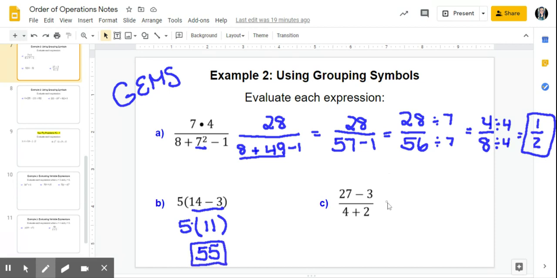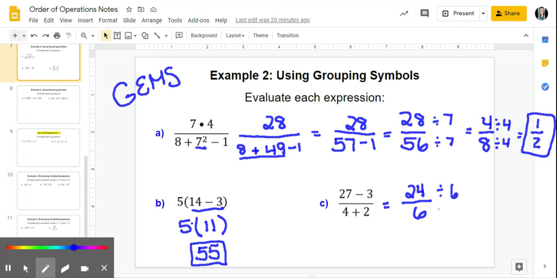Okay, problem C. Again, I have a fraction. That's a grouping symbol. So that tells me I just need to simplify the top, and then I can simplify the bottom. So on top, I just have 27 minus 3. That's easy. That gives me 24. On the bottom, I have 4 plus 2. That's also easy. That gives me 6. So I do have a fraction, but now I need to simplify. The biggest number that goes into both 24 and 6 is 6, so I'm going to divide them both by 6. And when I do that, I just get 4 over 1, or of course you can rewrite it as a whole number, 4.